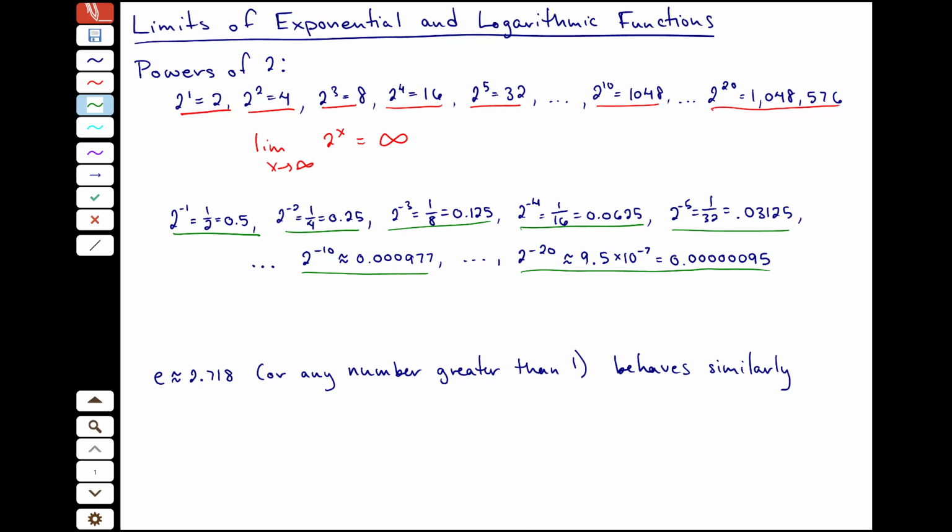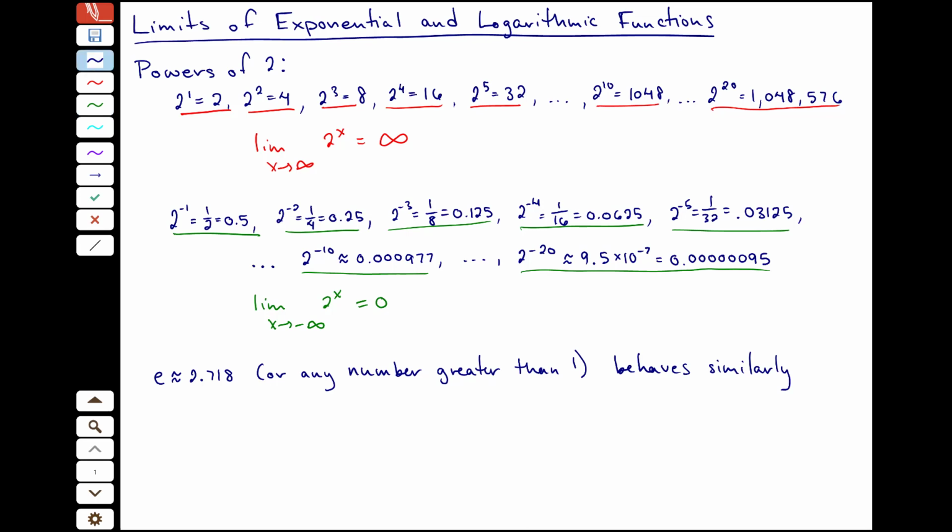So what we see from this is if we take the limit as x goes to minus infinity of 2 to the x, so I take negative powers that get bigger and bigger, I get numbers that are closer and closer to 0. So the limit as x goes to minus infinity of 2 to the x is 0.